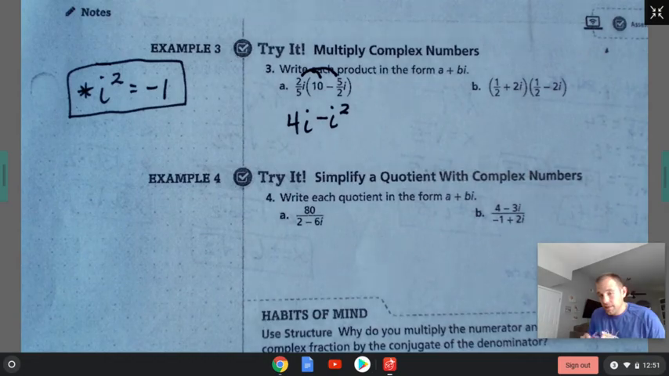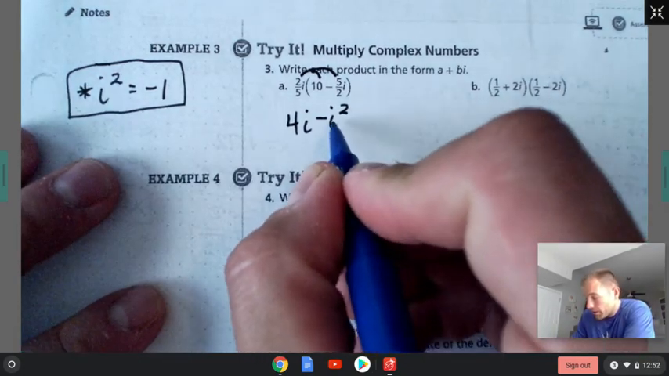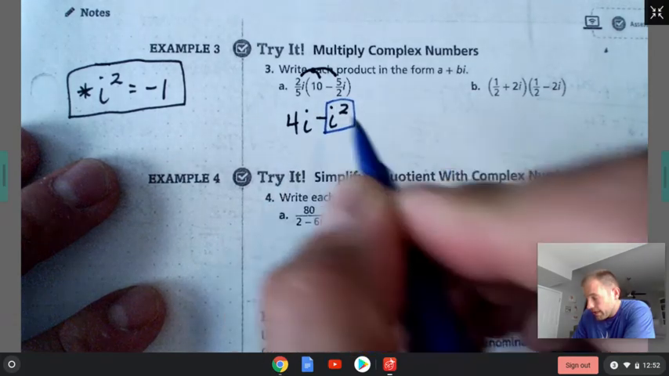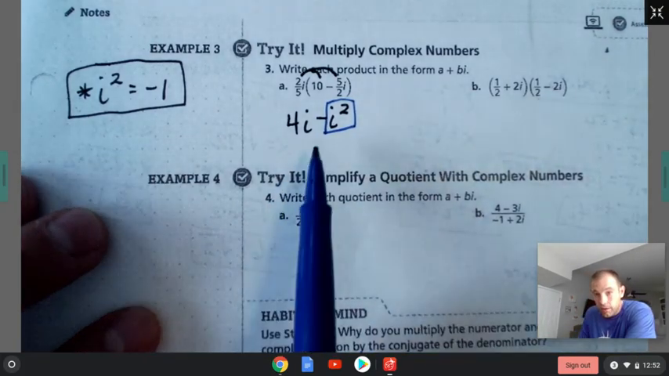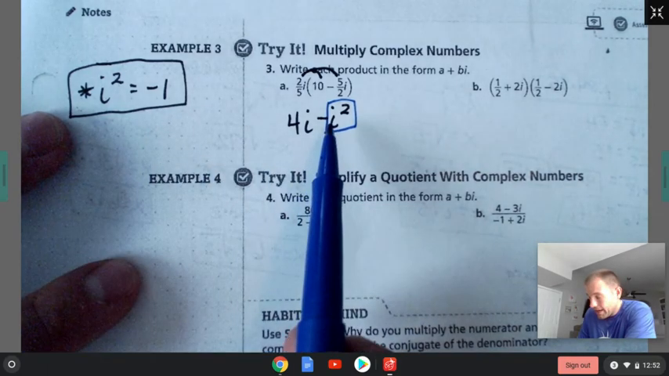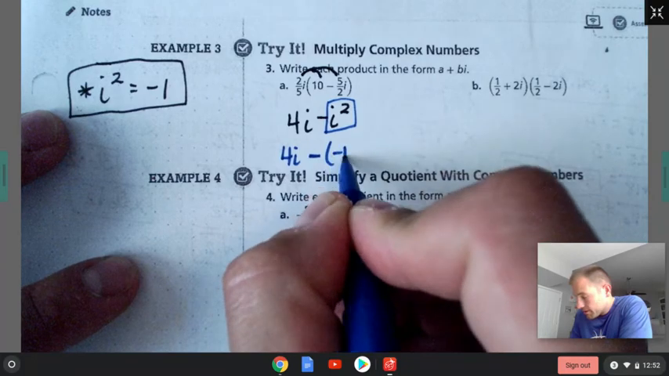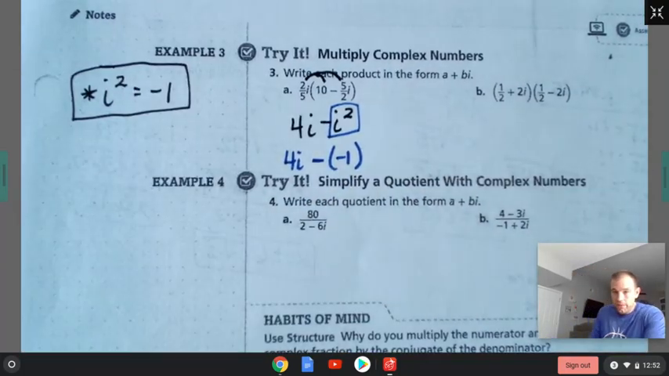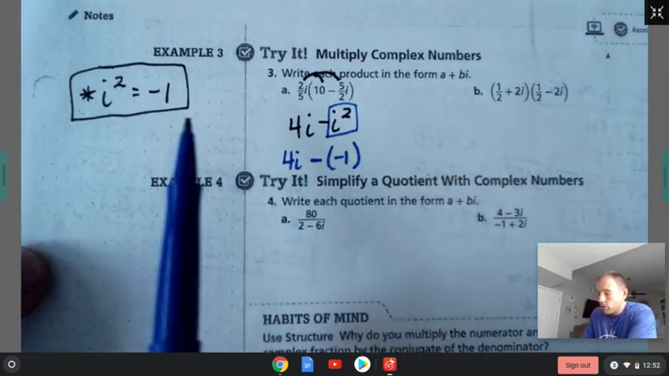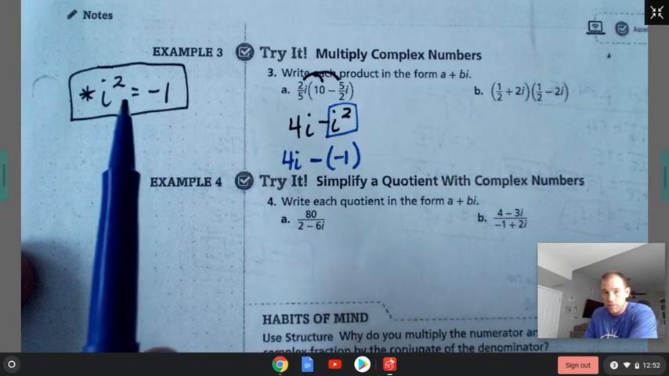So the last thing that we have to do, and we have to remember, if you look, we have an i squared right here. Right? We have an i squared. An i squared is negative 1. So I'm going to take that i squared out, and in its place, I am going to put negative 1, because i squared will always be negative 1.